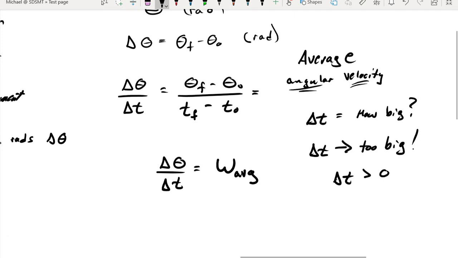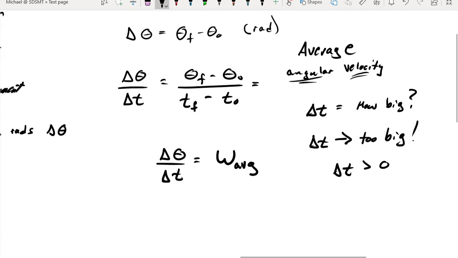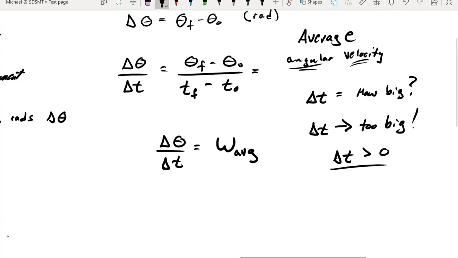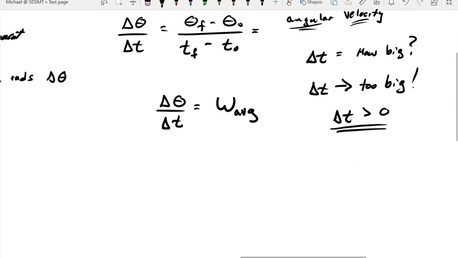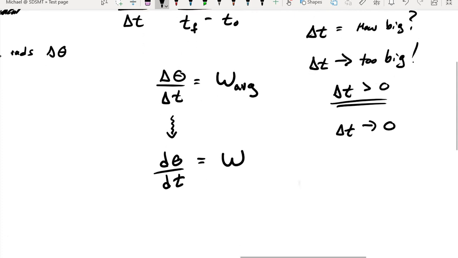This is our angular velocity, and as we said, it has to be an average, because until we know exactly how big or how small that time interval is, an average is the best that we can hope for. If we want an instantaneous angular velocity, then we need to shrink that time interval down to an instant. In other words, we need to bring delta t down to 0, and the only way to really do that is to let the calculus take over.